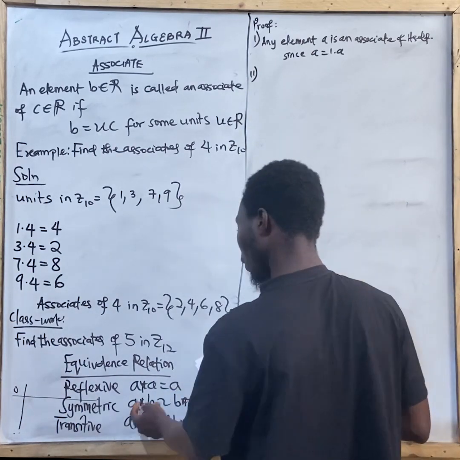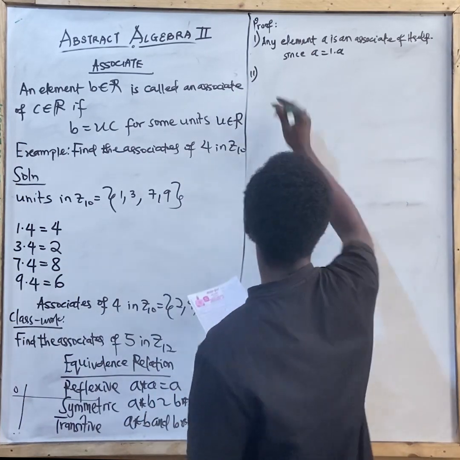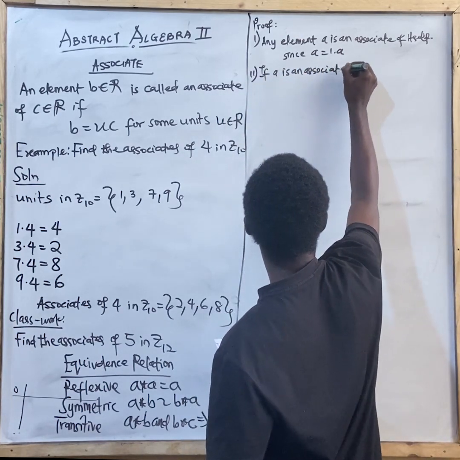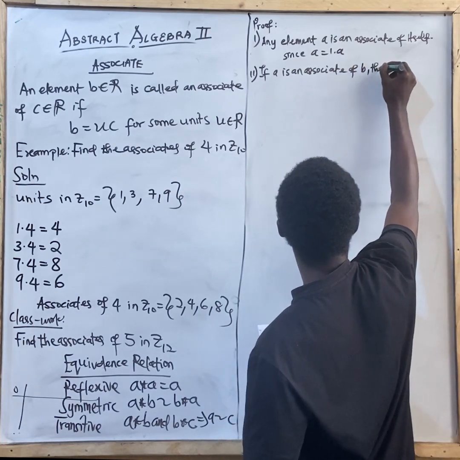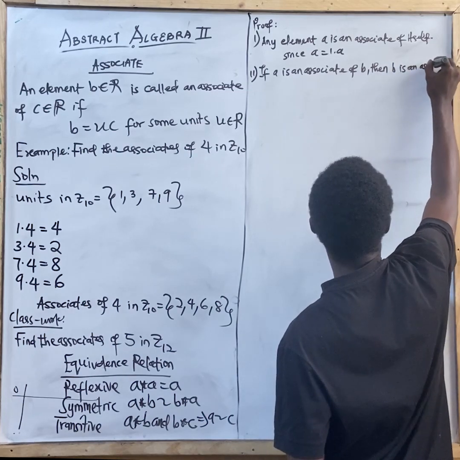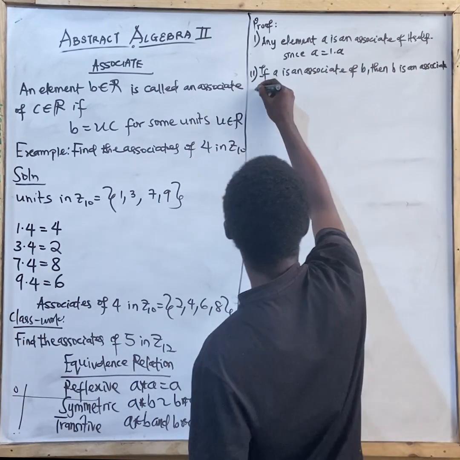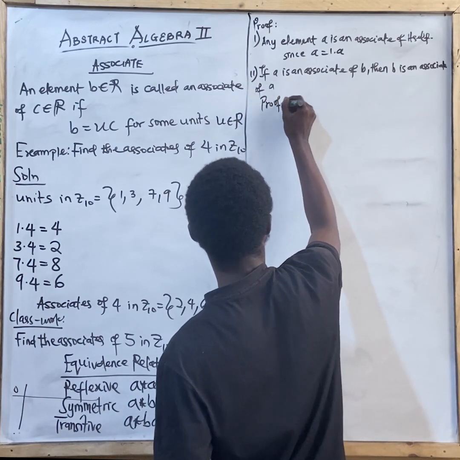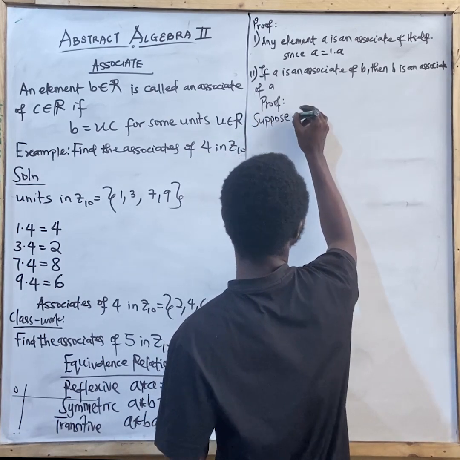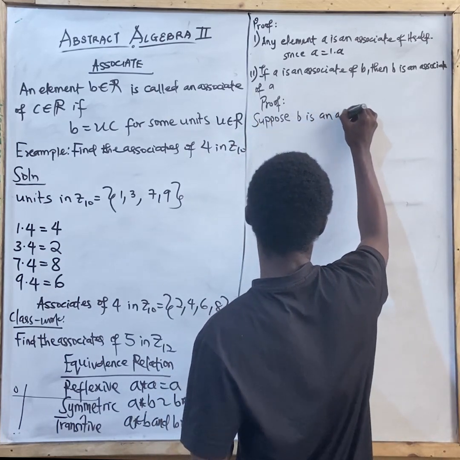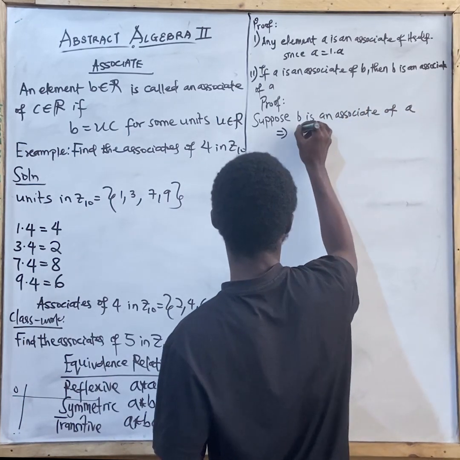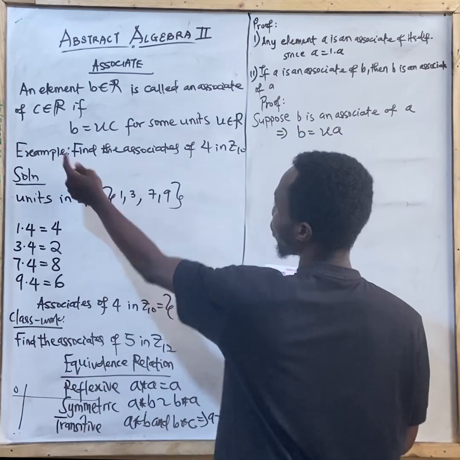Now, without wasting my time, 2. I want to show that if A is an associate of B, then B is an associate of A. Let's prove this. I will start by saying, let's just suppose that B is an associate of A. What does this imply? It means that B equals UA, from the definition of associate.